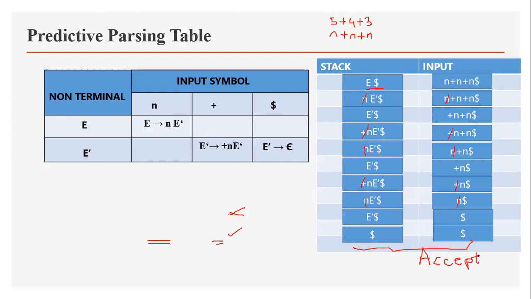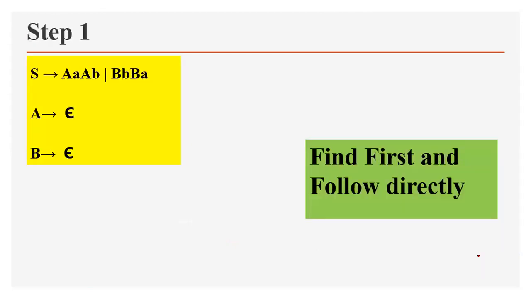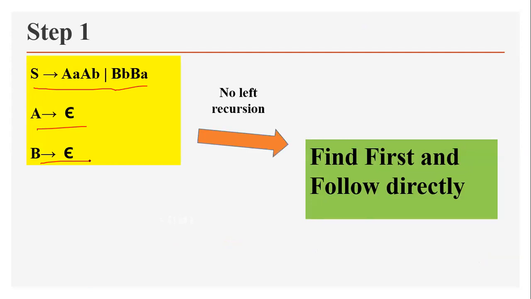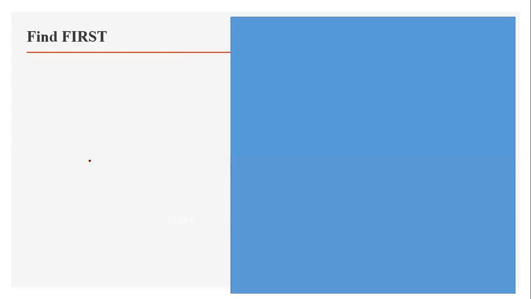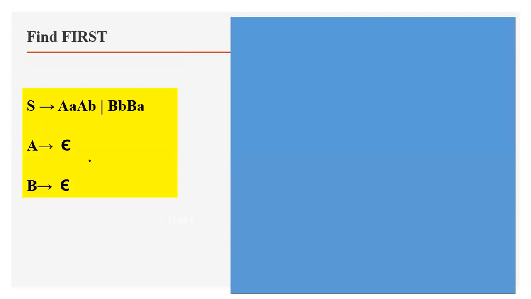Now we'll take one more example, that is S derives AAB, BBBA; A derives epsilon; B derives epsilon. If you observe the productions, you can conclude that none of them has left recursion. So you can directly start by finding first and follow. No left recursion. Now we'll find first for the given production.